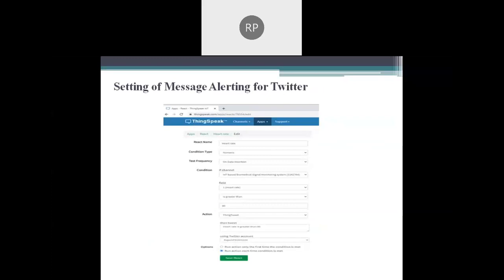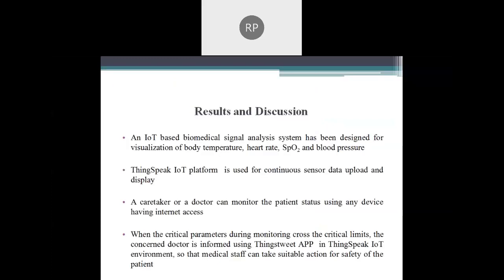In this way, when any one of the parameters goes below or above the set value, it will send a message to the Twitter account of the physician. This window shows the setting of the message alerting for Twitter. Next.